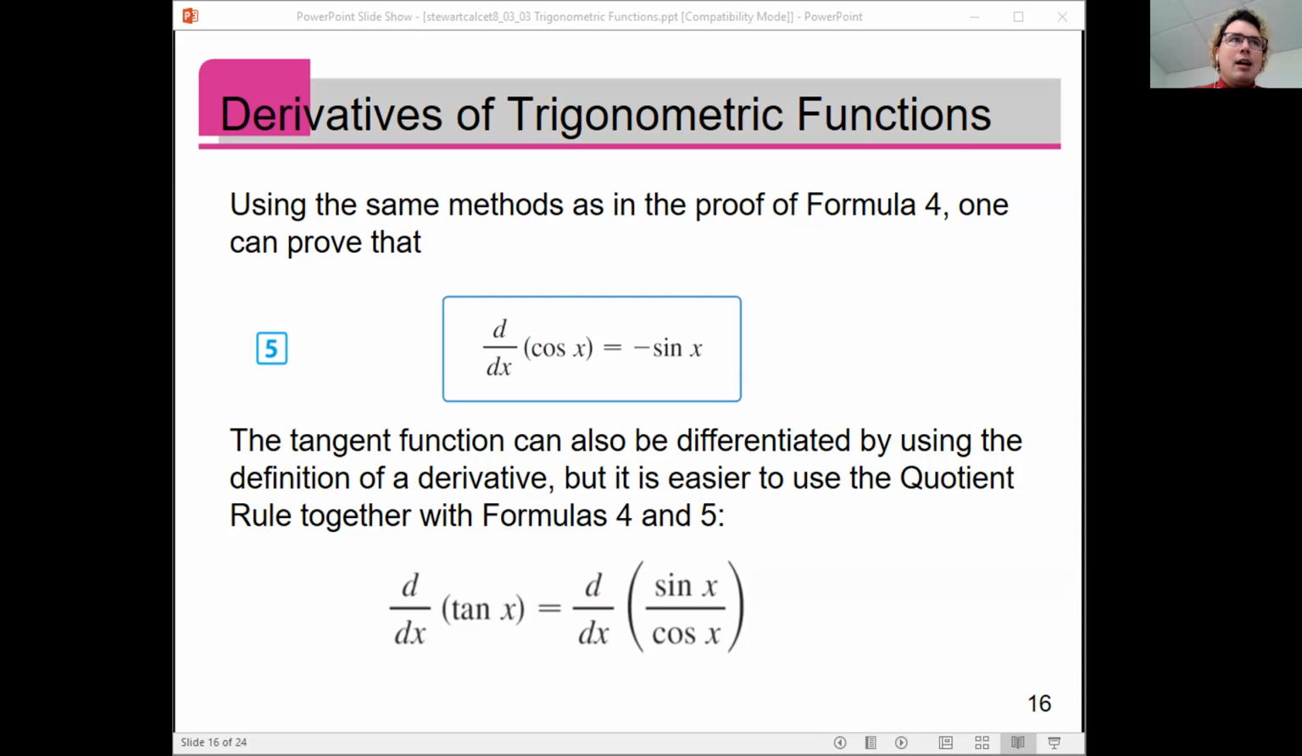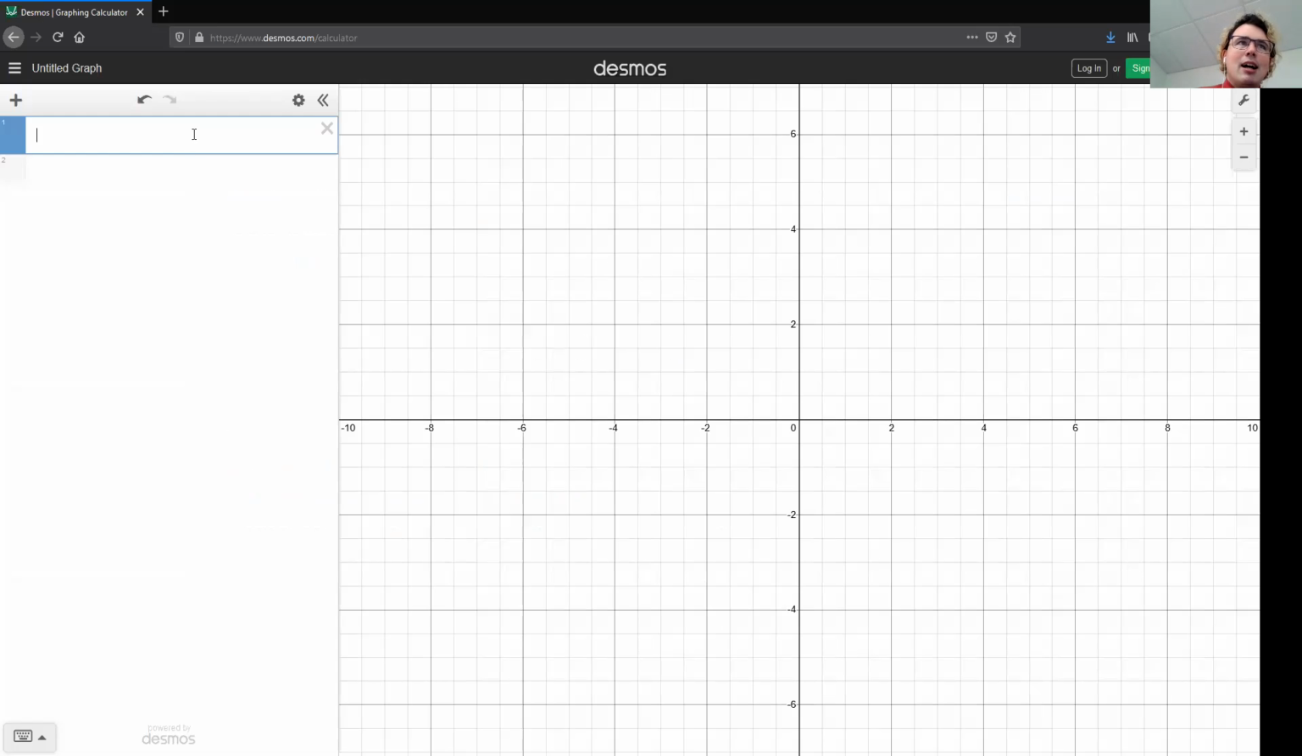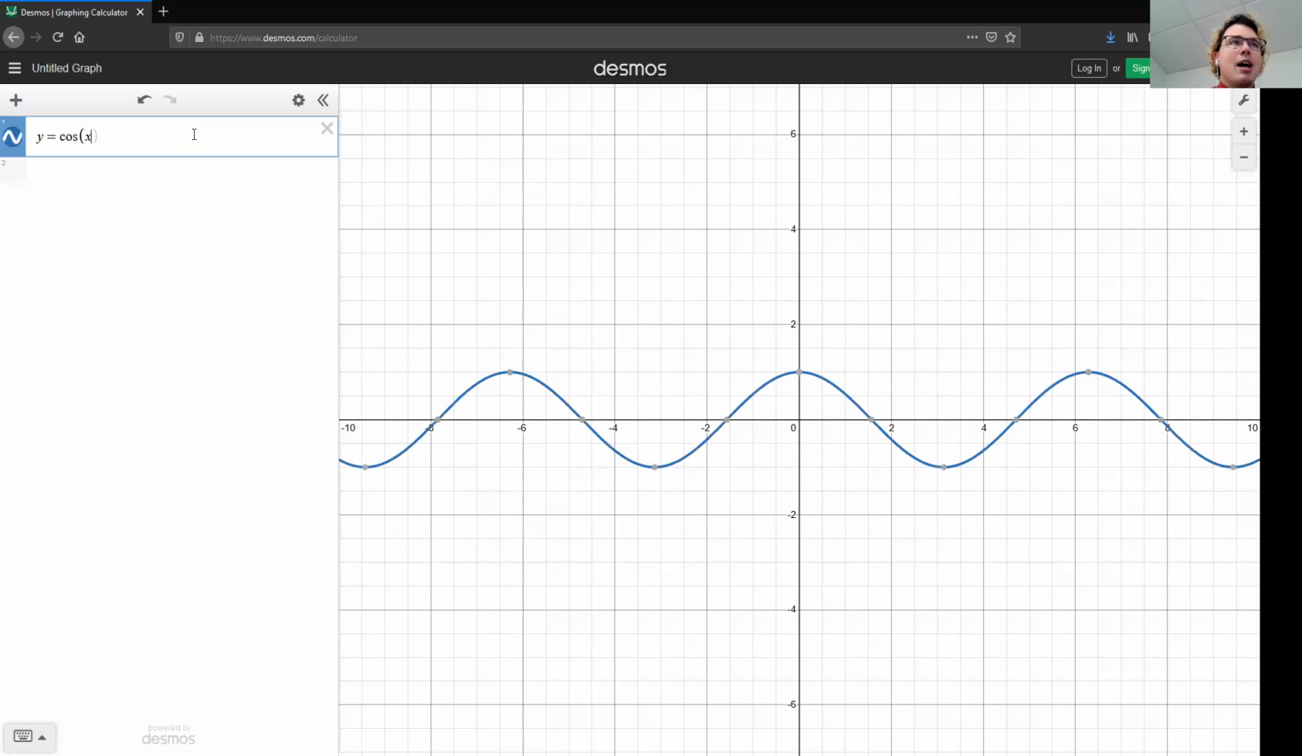Now, I don't want to repeat that whole trigonometric limiting argument again. You can do that if you really want to. Instead, I want to try graphing both of those functions. So I'll start with y equals the cosine of x. Here it is in blue.